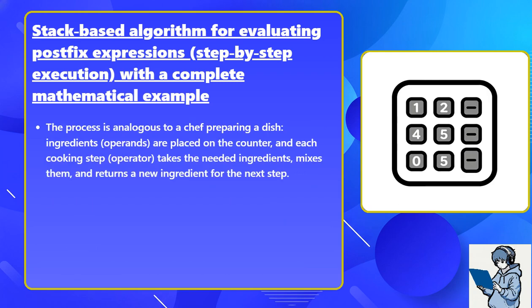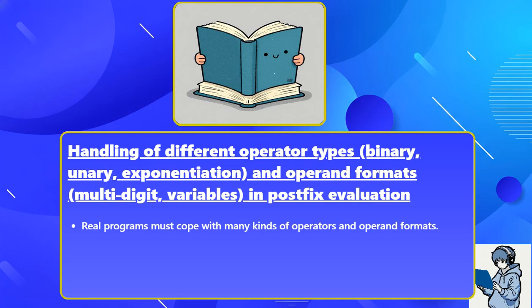The process is analogous to a chef preparing a dish. Ingredients, or operands, are placed on the counter, and each cooking step, or operator, takes the needed ingredients, mixes them, and returns a new ingredient for the next step. Real programs must cope with many kinds of operators and operand formats.